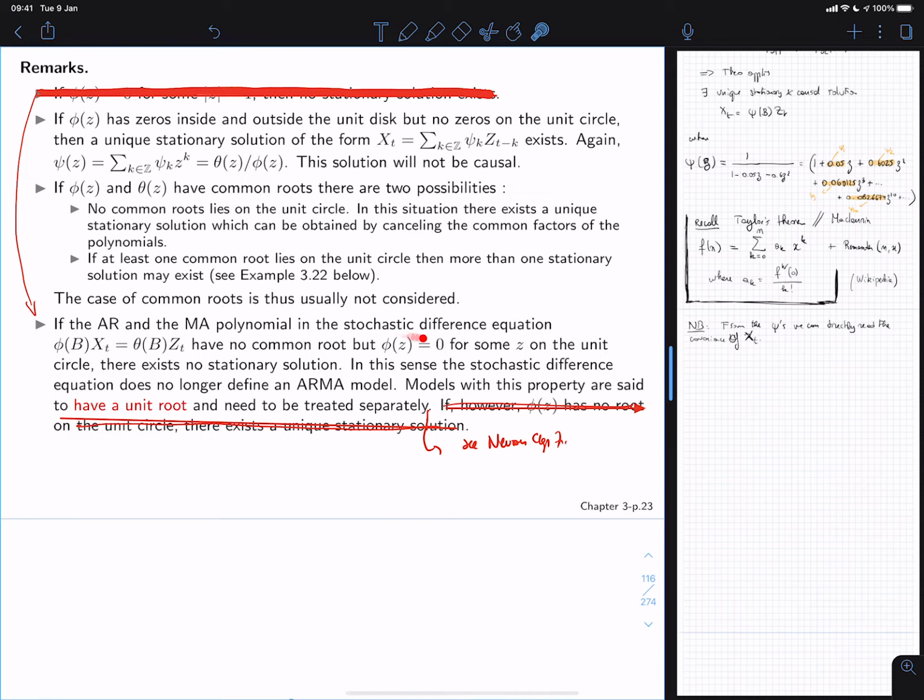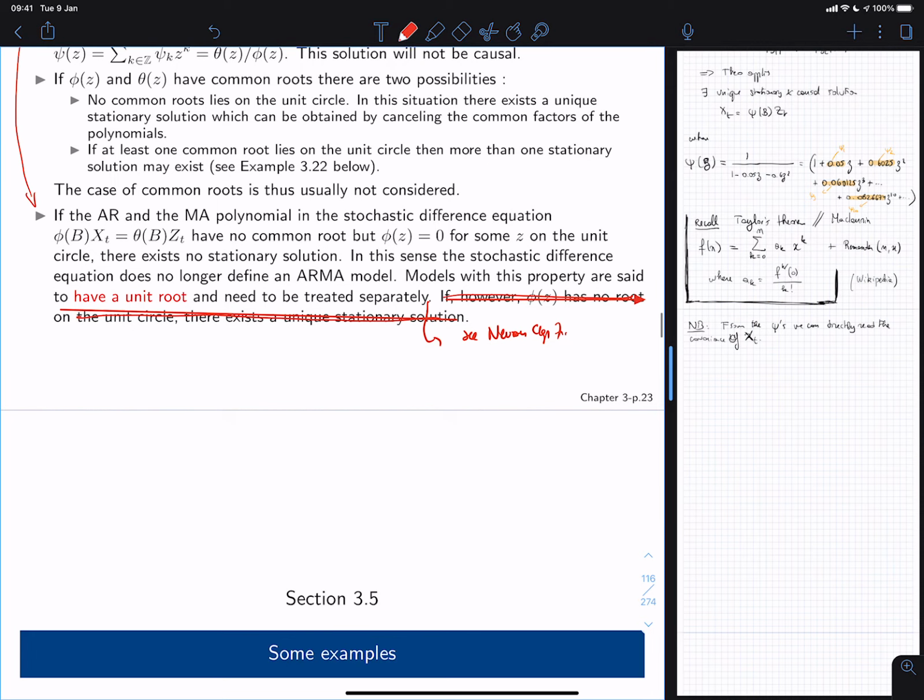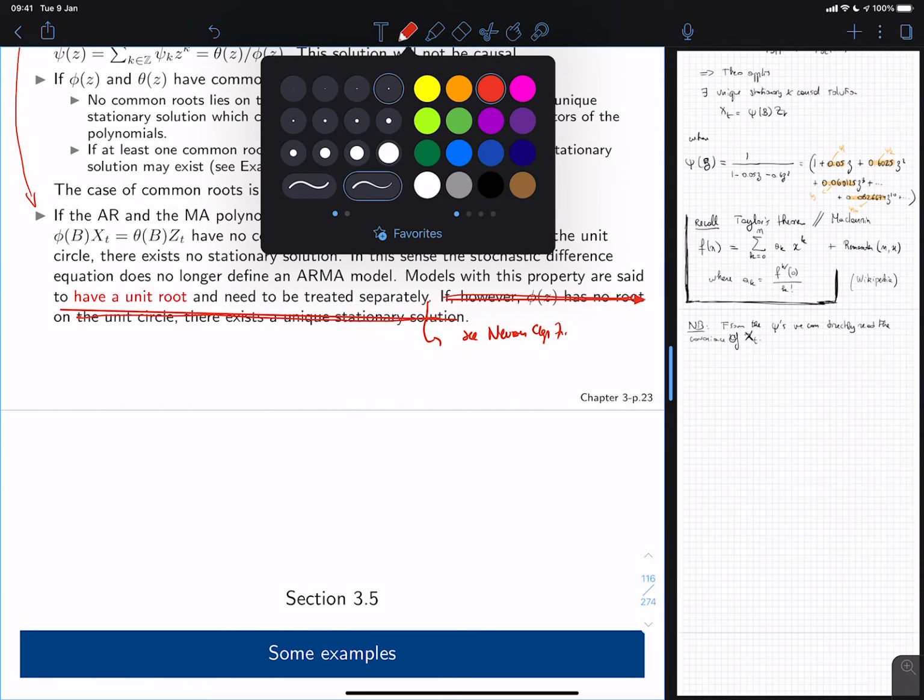Secondly, maybe this one is better. If the polynomials here have no common root, but the denominator polynomial does cancel out for some z on the unit circle, then there exists no stationary solution. And basically that's what we already saw. We had seen that in the AR1 case.